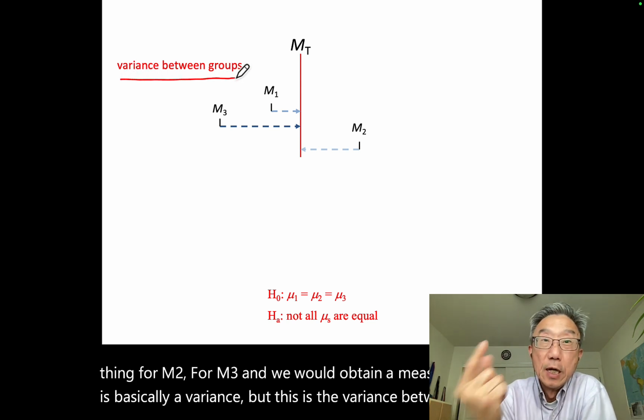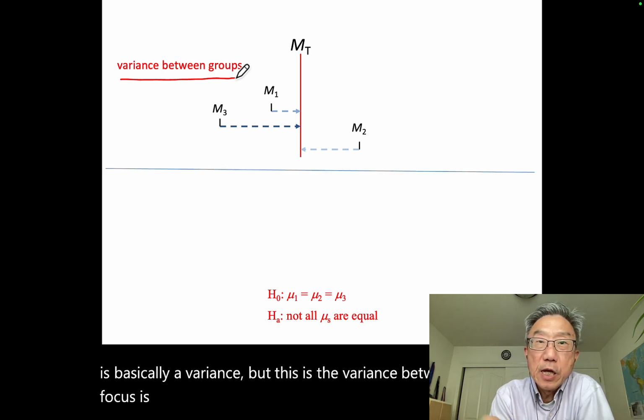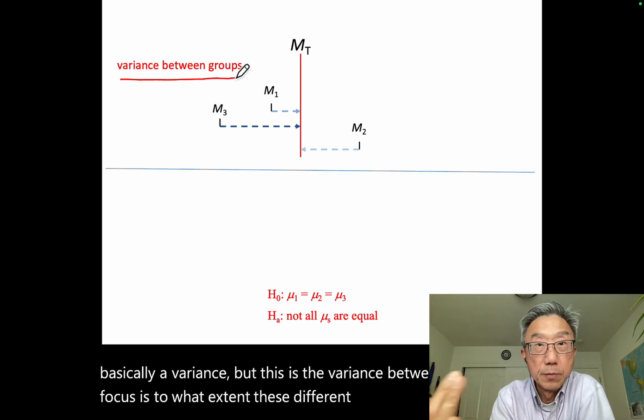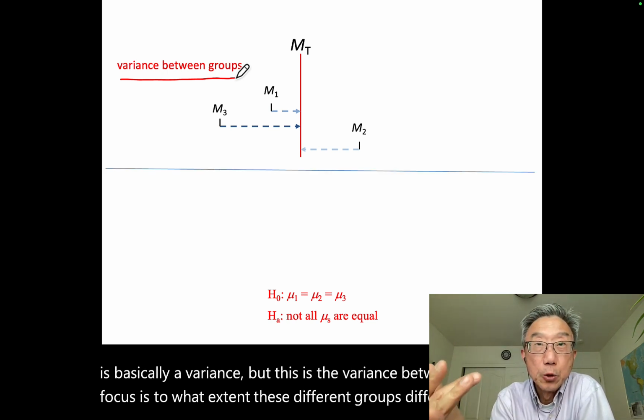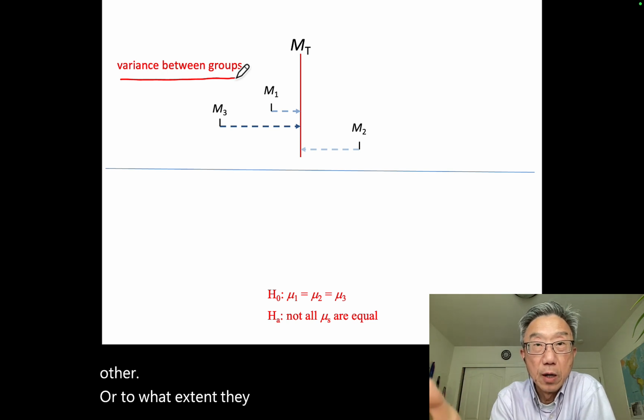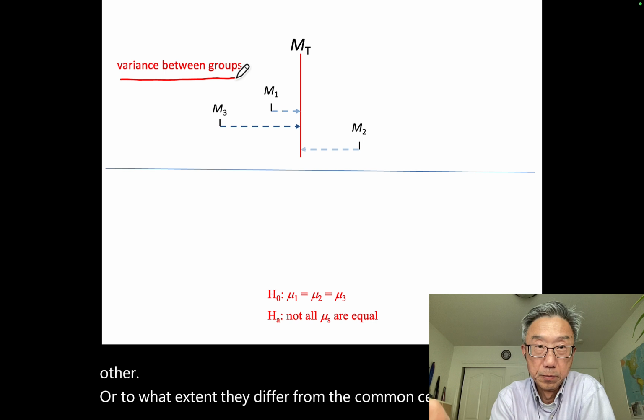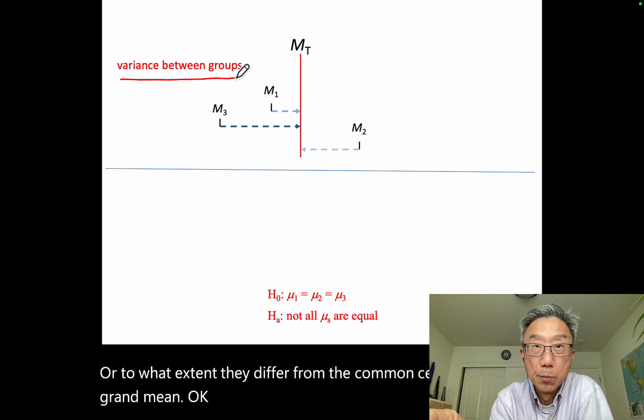Our focus is to what extent these different groups differ from each other, or to what extent they differ from the common center, from the grand mean. Okay, so that's variance between groups.